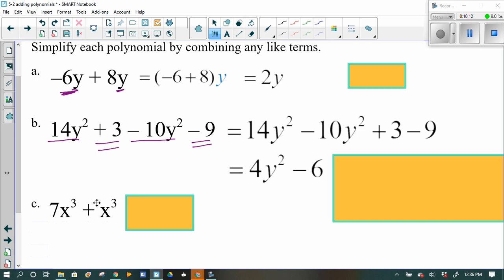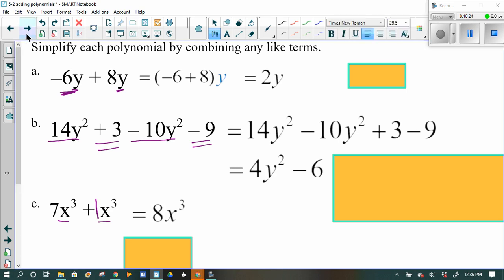Here, don't forget that there is an assumed 1, and since they both are just x cubed, it's just 7 plus 1. 7 plus 1 is 8x cubed. So you're just combining things that look alike.